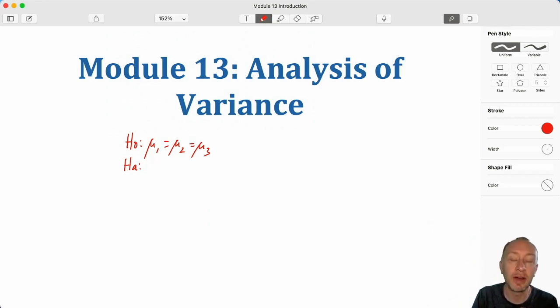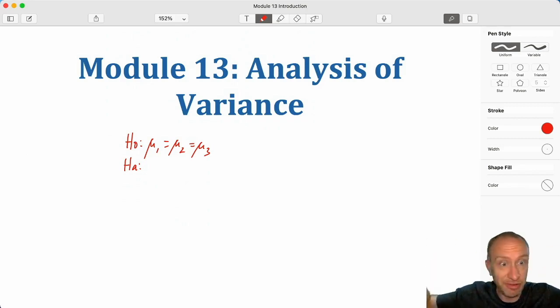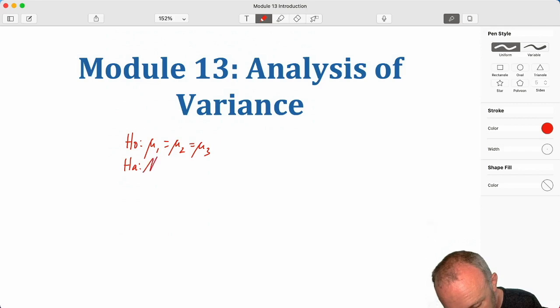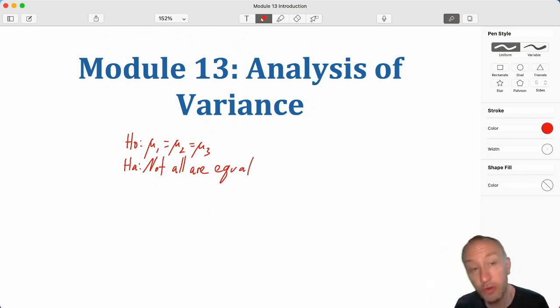So here's our null hypothesis. I'm going to focus on, in this discussion, a test where we have just 3 population means. This methodology will work if we have 4, 5, 6, 10, 20, however many population means we want. I'm just going to focus on 3 because that makes it a little bit easier. So here's my null: all 3 means are the same. Our alternative is going to be very similar to what we looked at in multi-population proportion testing, where here it's simply not all are equal. Or you could say at least one is different.